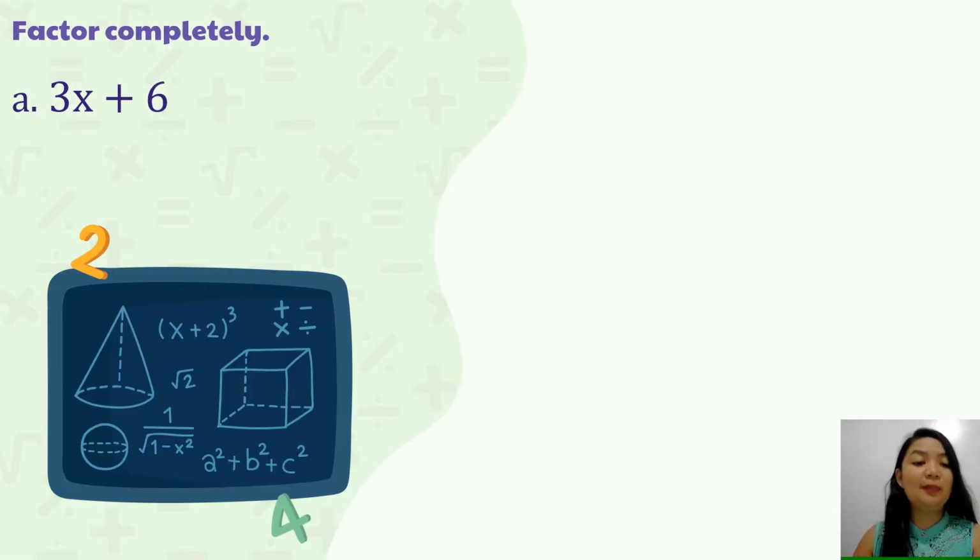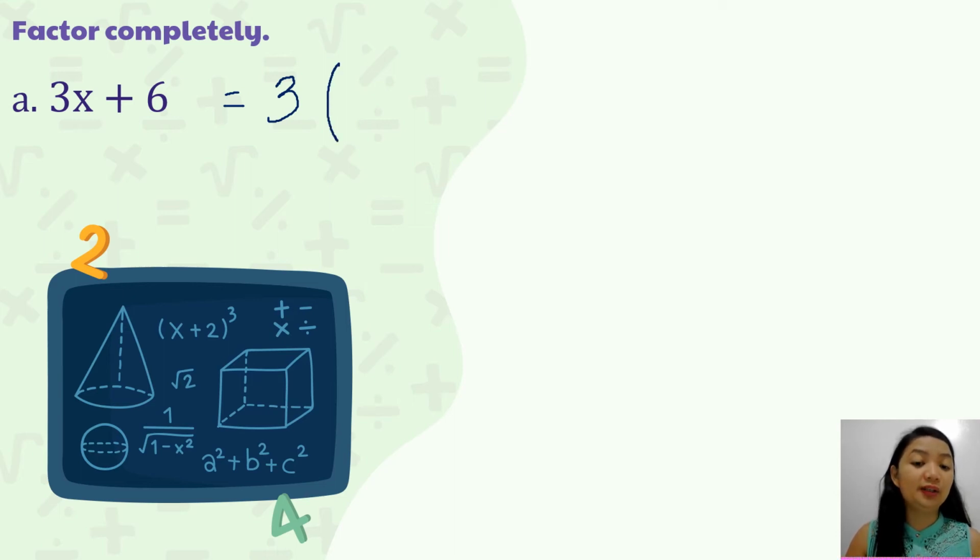So in this example, we are going to factor completely by applying the greatest common factor. So we have 3x plus 6. By merely looking at the two terms, or the binomial, what is the common factor between 3 and 6? Yes, both terms are divisible by 3. So their GCF is actually 3.